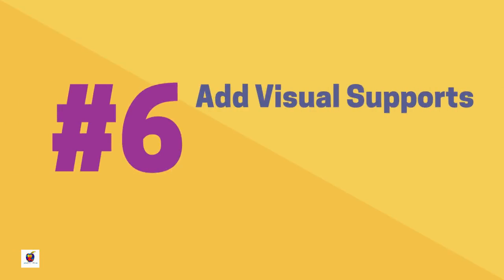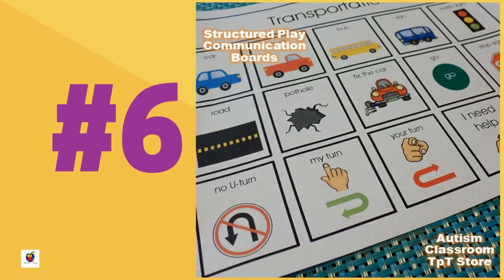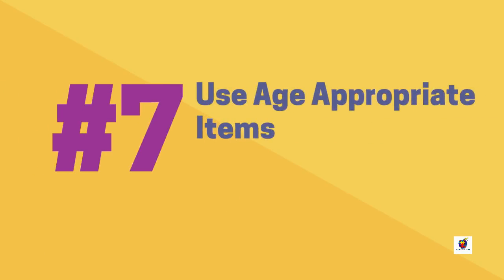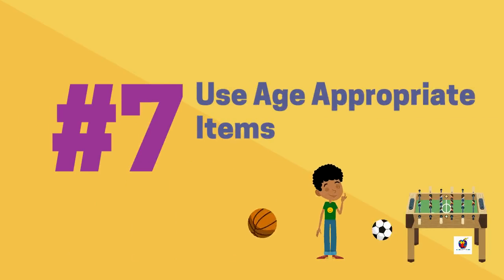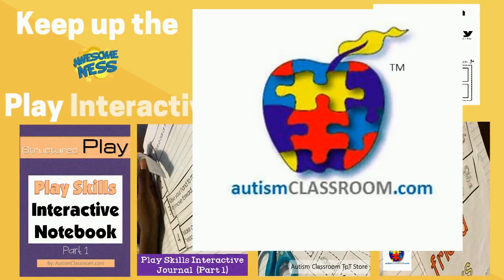Finally, add visual supports to the play experience. Many times, having a visual representation for language can help remind them of specific vocabulary related to that activity. Even with these ideas, make sure you have age-appropriate items. If you have a child that's 8 years old, try to have items an 8-year-old might use. There you have it, some ideas to consider when working on play skills.